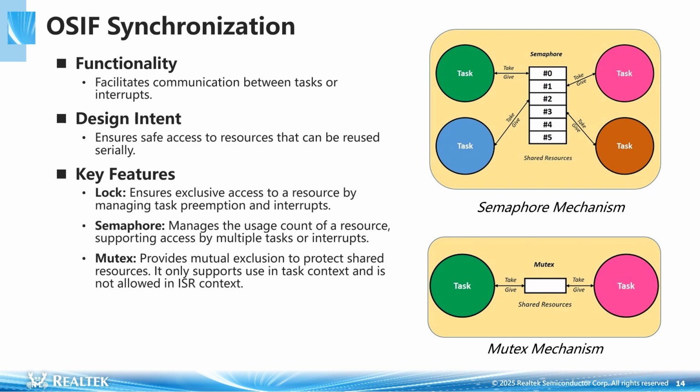OSIF synchronization offers several key features. Firstly, the lock component ensures exclusive access to a resource. It does this by managing task preemption and interrupts effectively. Secondly, we have Semaphore, which manages the usage count of a resource. This allows multiple tasks or interrupts to access it without conflict. Lastly, the mutex provides mutual exclusion, a critical feature for protecting shared resources from concurrent access.